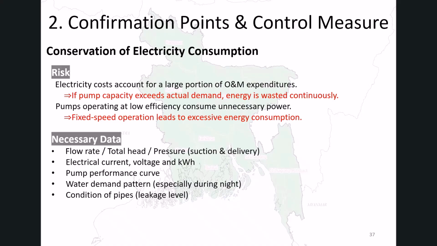Similarly, pumps operating at a fixed speed regardless of demand consume unnecessary power, leading to excessive energy consumption and higher operational costs. To assess whether your pump is consuming more energy than necessary, you will need to collect the following data: flow rate, total head pressure at both the suction and delivery sides, electrical current, voltage and kWh consumption, the pump performance curve, the nighttime water demand pattern, and the condition of the pipes including leakage level.